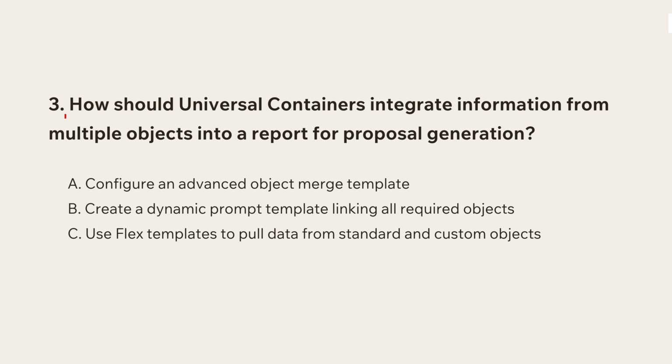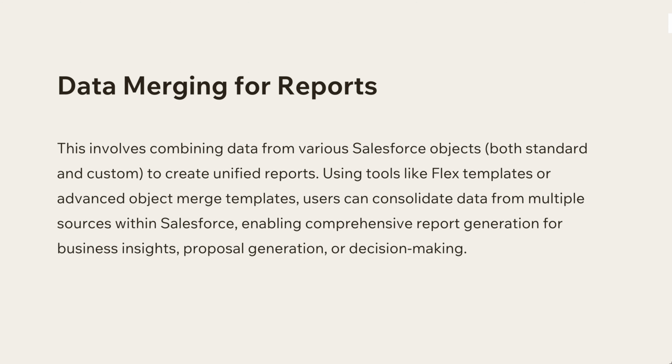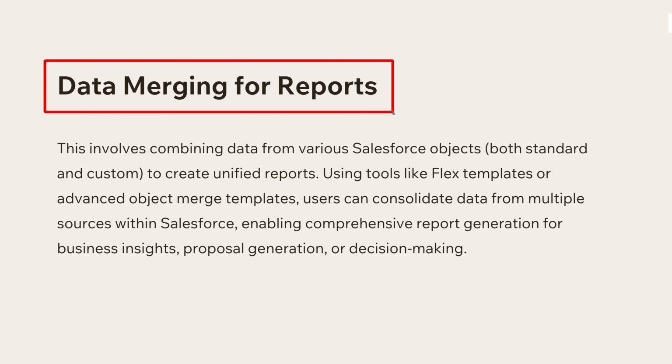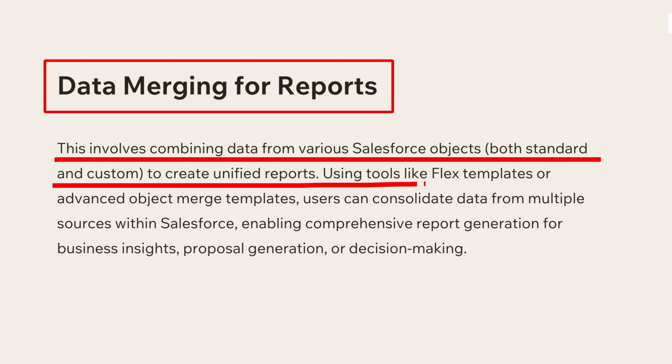Question 3. How should Universal Containers integrate information from multiple objects into a report for proposal generation? The knowledge point of this question is data merging for reports. This is about combining data from different Salesforce objects into one report. You can use special templates that pull information from multiple places, helping you create a full picture for things like business reports or proposals.